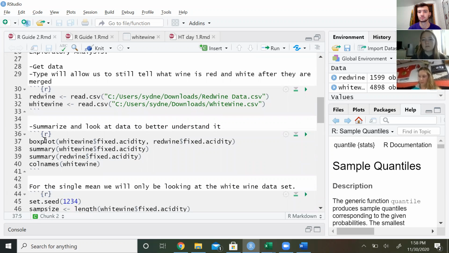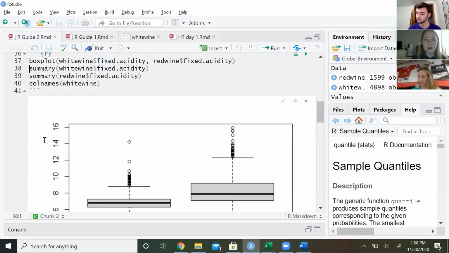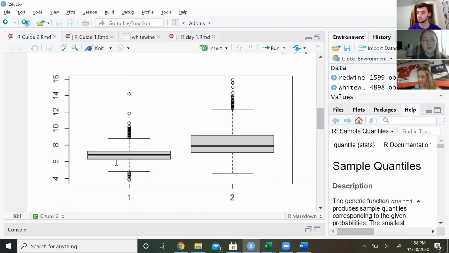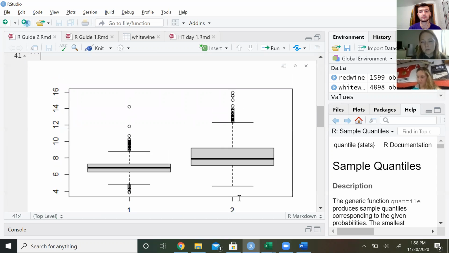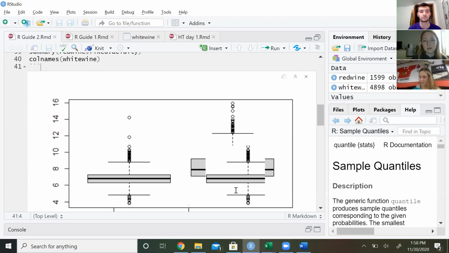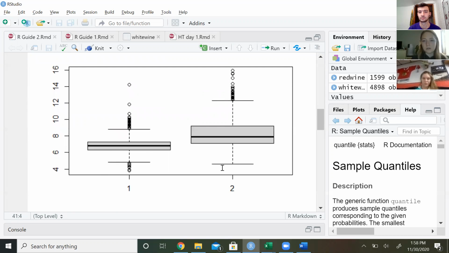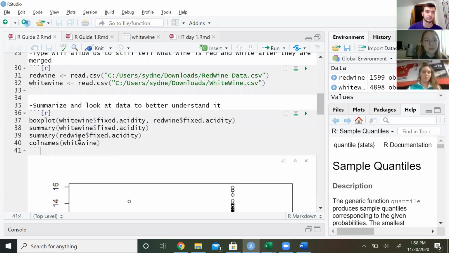And then just to look at what we're dealing with, we can do the box plot of both of them. Number one here is looking at the white wine, and number two is looking at the red wine. Based on this box plot, we can see that we're expecting red wine to have more fixed acidity, so more tartaric acid than white wine, and then also be more spread out compared to white wine.